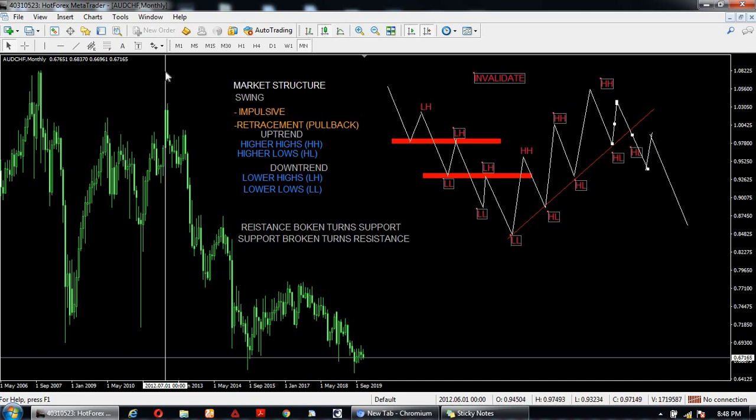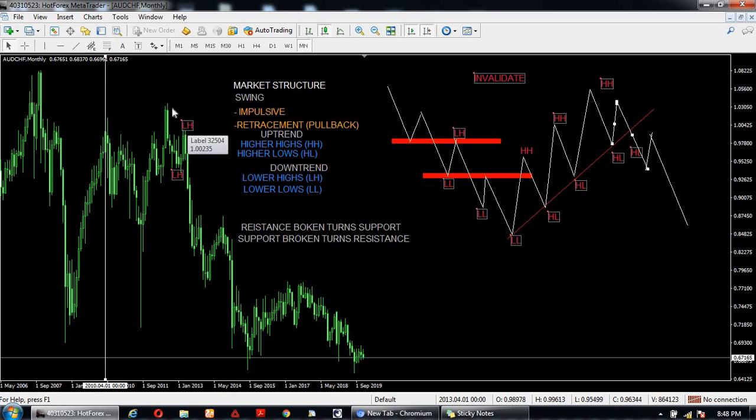So the structure of the market, market structure: we can see the market makes a high and then market makes a low, then makes a high that is lower than the previous high. So this is a lower high. Market comes down, makes a low, pulls back, makes a new high that is lower than the previous high.